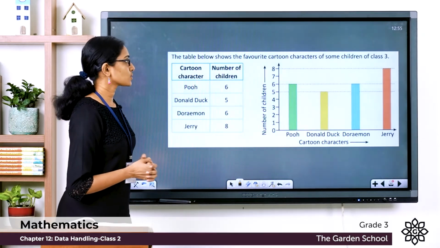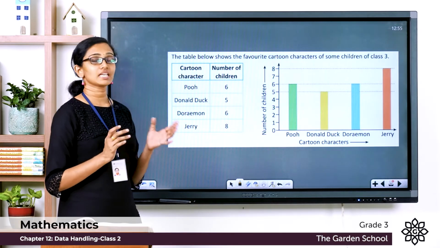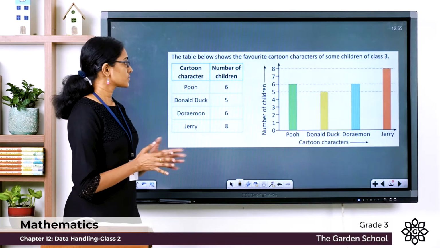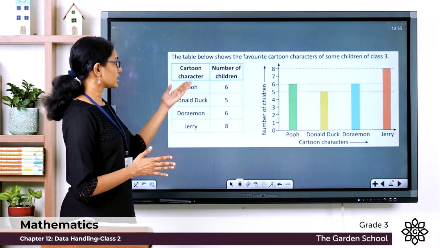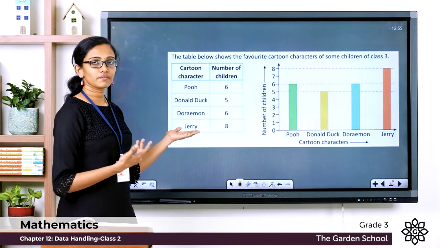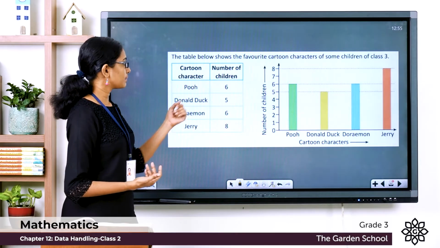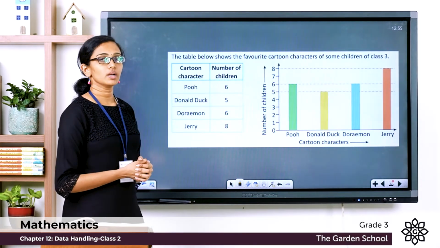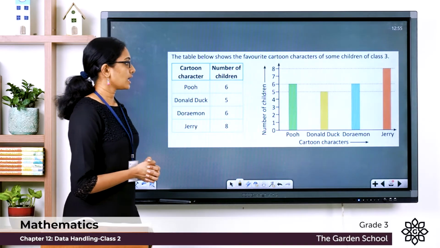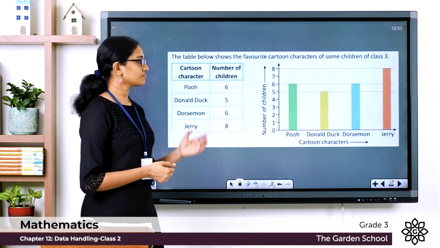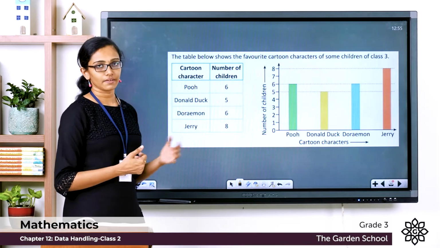The table below shows the favorite cartoon characters of some children of class 3. So here you can see a table and it has got labels cartoon character, wherein the favorite cartoon characters are labeled. Number of children who likes each character is also shown within the table. And there is a bar graph given here based on the table. So let's have a look at it.